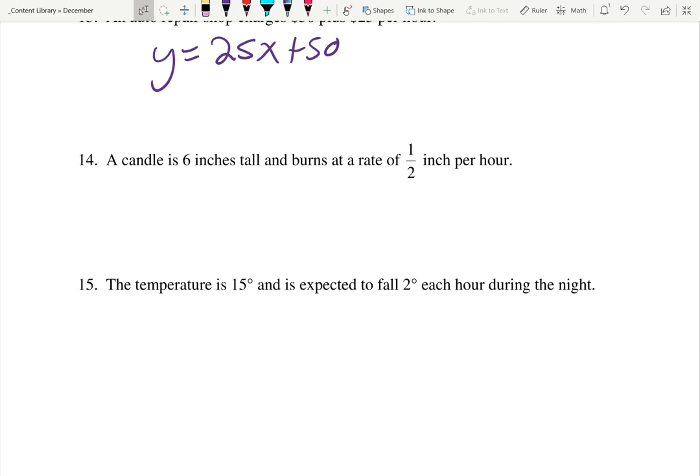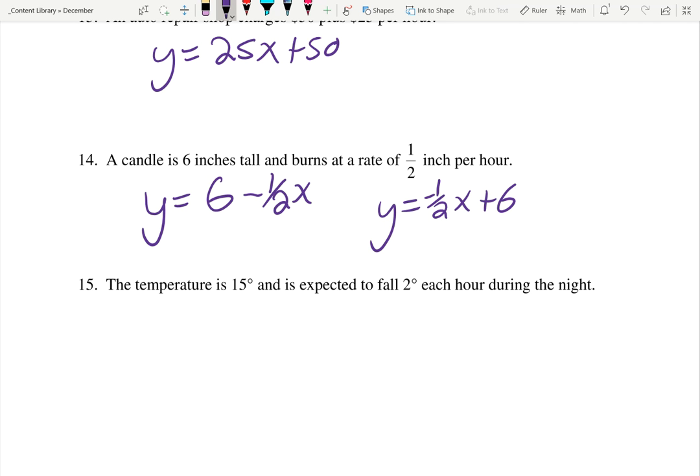Number 14, a candle is 6 inches tall and burns at a rate of a 1/2 inch per hour. Now this one's a little different because when you're burning the candle, the candle's not actually getting bigger. The candle's getting smaller, right? The candle's losing 1/2 an inch in its height per hour. So there are actually 2 ways you can write this. The intuitive way is saying, hey, we start with 6 inches, and then you're subtracting 1/2 an inch every hour. So 6 minus 1/2 x for 1/2 every hour. But if you want to put it in mx plus b form, just rearrange it. You can also write it as negative 1/2 x plus 6.